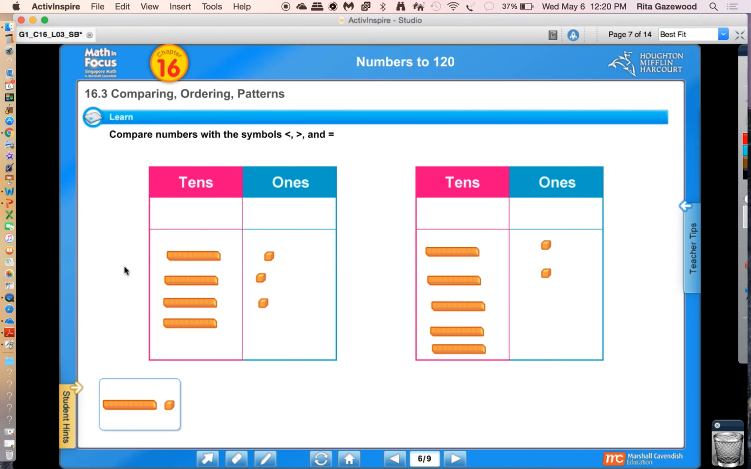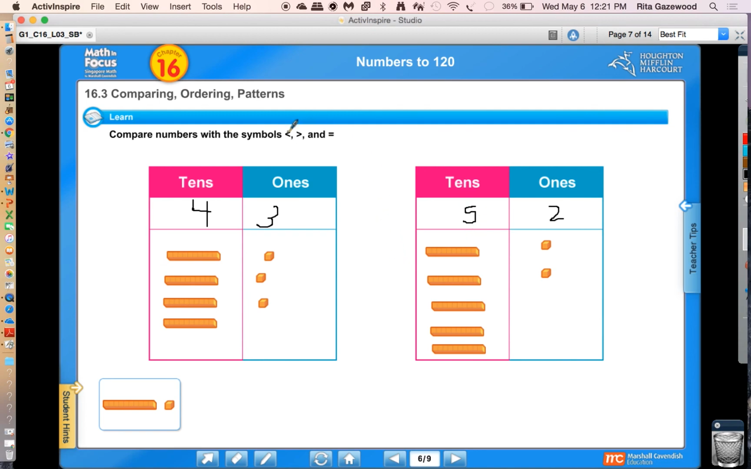Okay, so what number do I have here? How many tens do I have? Help me count them. 1, 2, 3, 4 tens. And how many ones? 1, 2, 3. What number is that? That's right, 43. And how many tens do we have here? Help me count. 1, 2, 3, 4, 5 tens. And how many ones? 1, 2. And what number is that? That's right, 52.